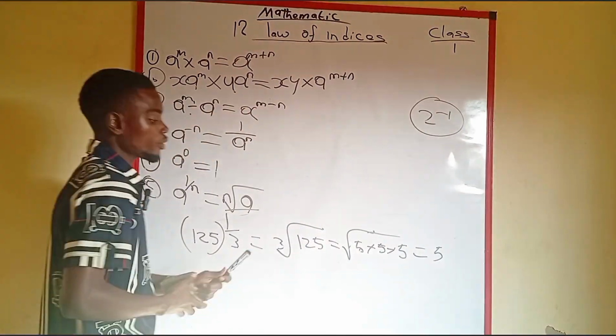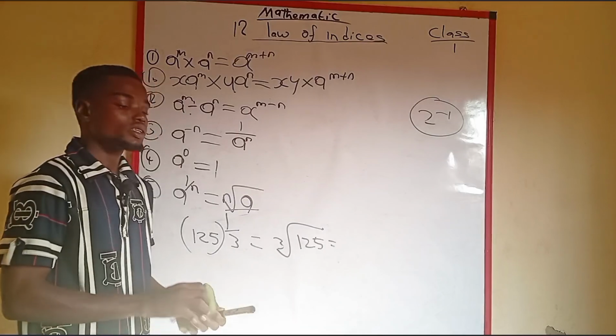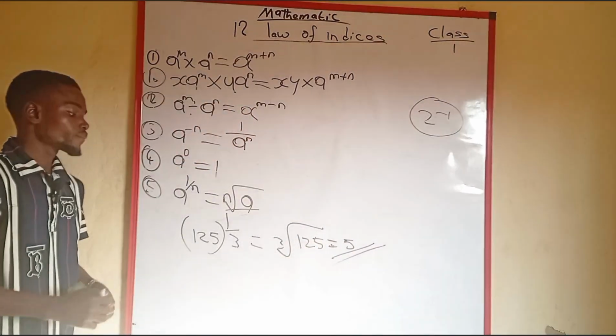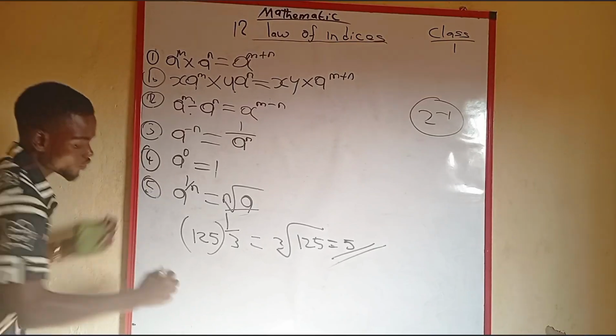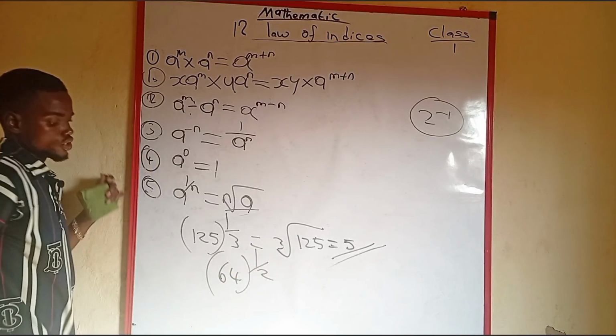Since 5 is that third root, it is going to be equals to 5. Normally, I'm not going to put it as root of 5 multiplied by 5 multiplied by 5. It's just because it's a lecture class. I'm just going to put it as 5. That's the answer. Now, another example, if we have 64 to the power 1 over 2.